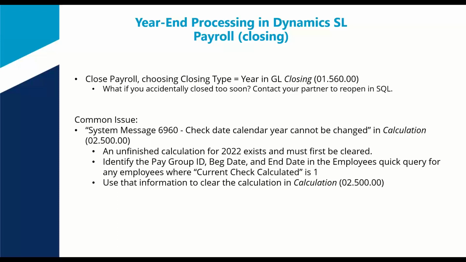So you can use the employees quick query, searching for any employees where the current check calculated column is equal to 1. And you want to write down the pay group ID, beginning date, and ending date. And then use that information to clear the calculation in calculation. And then you'll be able to proceed and calculate your new check run in 2023.